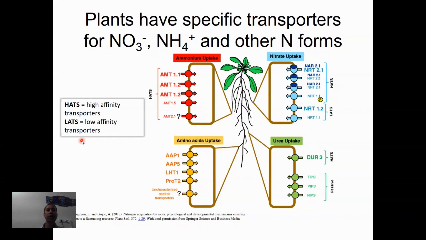If there is more nitrogen, then low affinity transporters allow the uptake of nitrogen compounds. But when there is a very low concentration of nitrogenous compounds present, then high affinity transporters are responsible because their affinity is very high. They can take up a very small concentration of nitrogenous compounds, whether it is ammonium, nitrate, or urea.